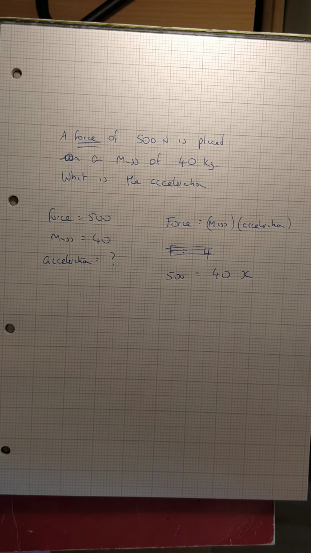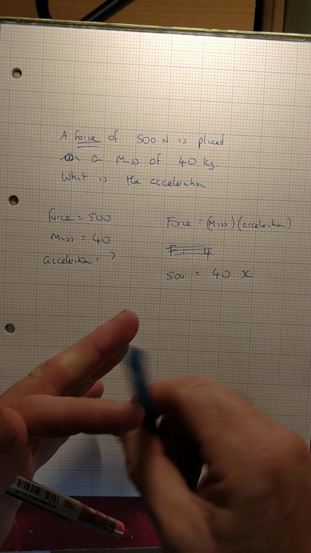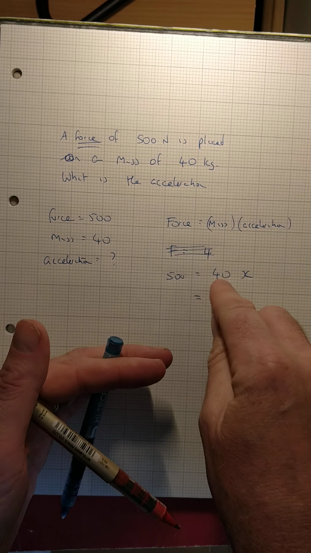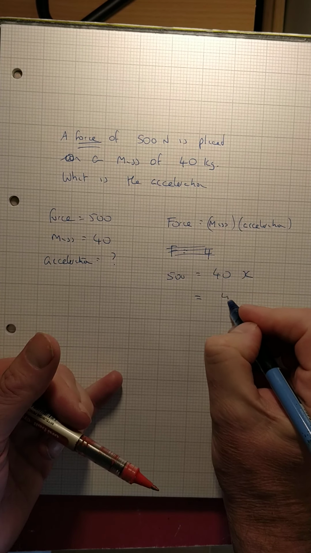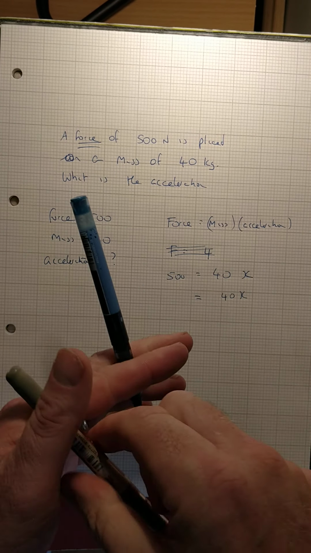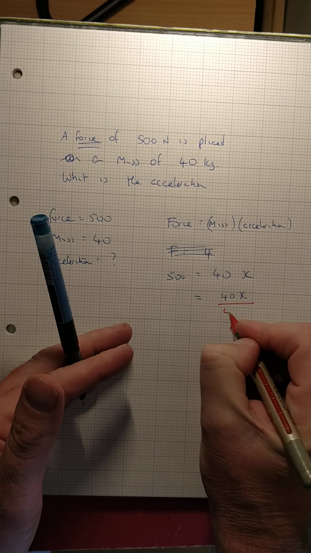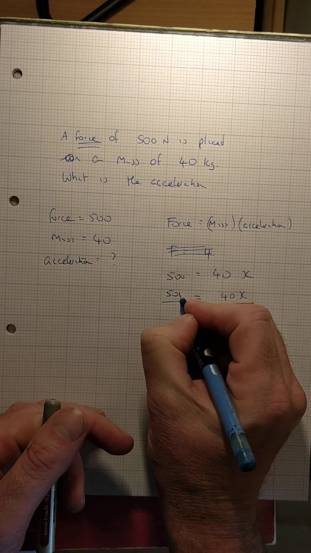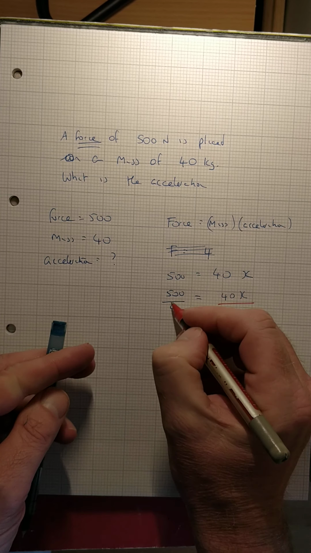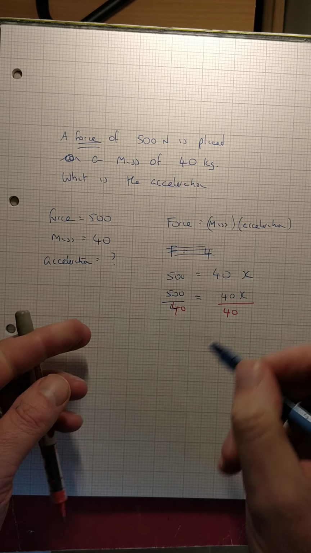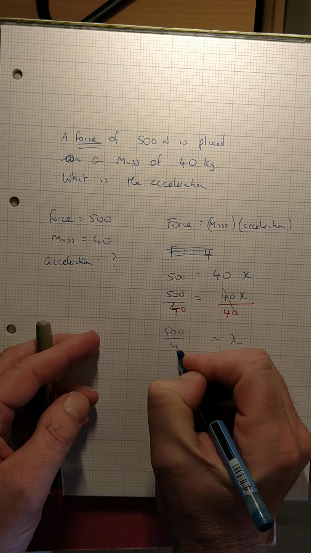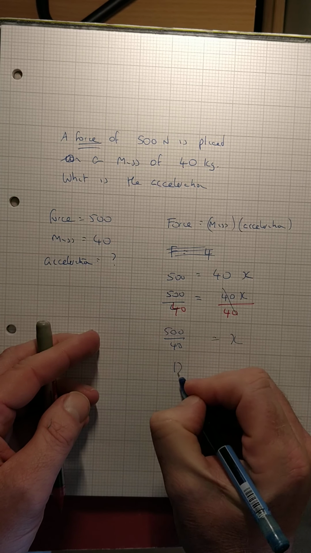Now this time we want x on its own on the right. It's 40 multiplying by x, so we're going to divide both sides. Remember, spoiled children rule. If we divide the right hand side by 40, we must divide the left hand side by 40. They cancel, and we get x equals 500 over 40. So in this case, this comes to 12.5.